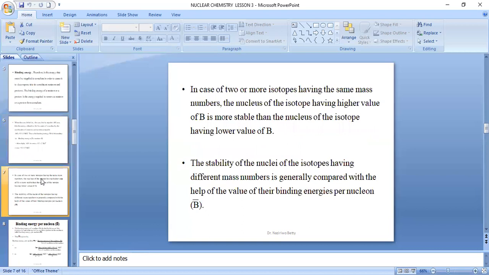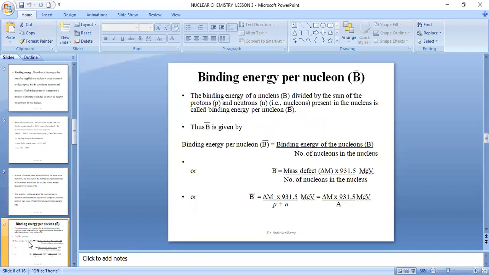In the case of two or more isotopes having the same mass number, the nucleus of the isotope having higher value of binding energy is more stable than the nucleus of the isotope having lower value of the binding energy. The stability of the nuclei of the isotope having different mass number is compared with the help of the value of their binding energy per nucleon.